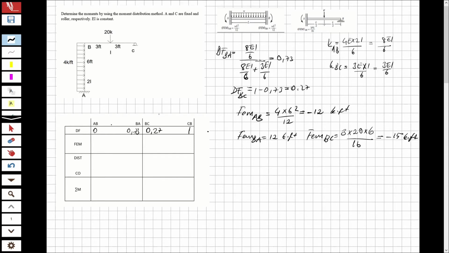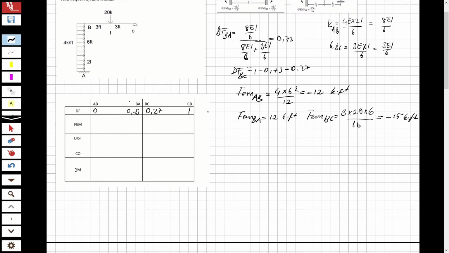So I'm going to write on the table like this: minus 12 and minus 15, and of course 0, and I'm going to distribute them. Minus 12 times 0 is 0. Minus 12 and minus 15 gives minus 3. When I multiply with this, I'm going to obtain 2.19. Take the negative of that also.